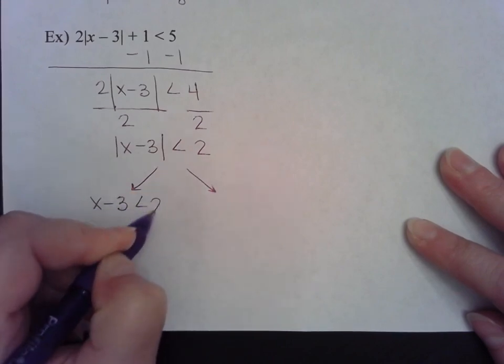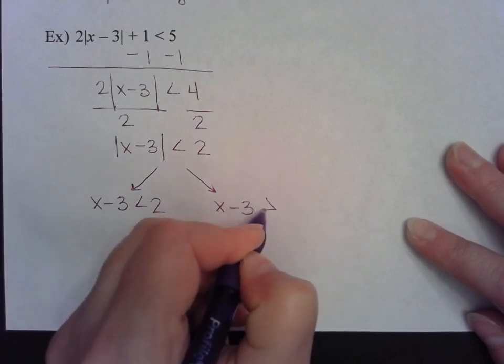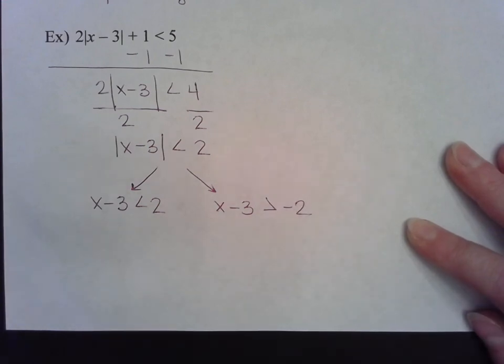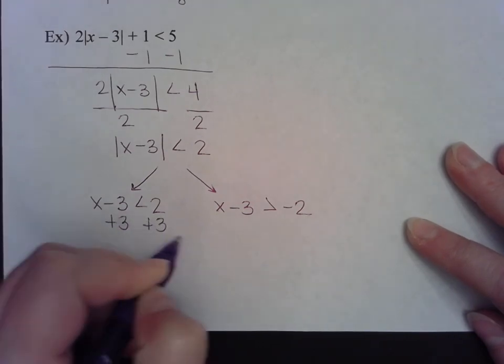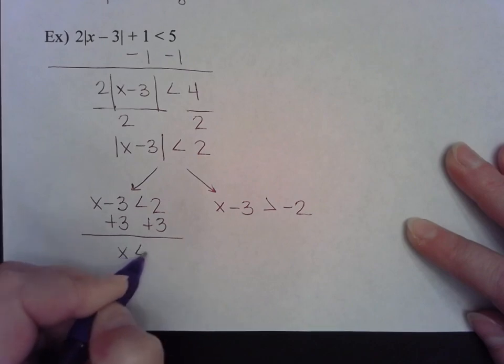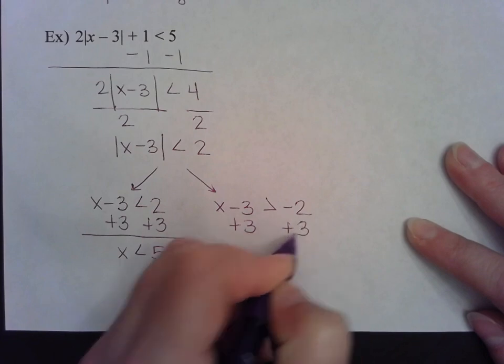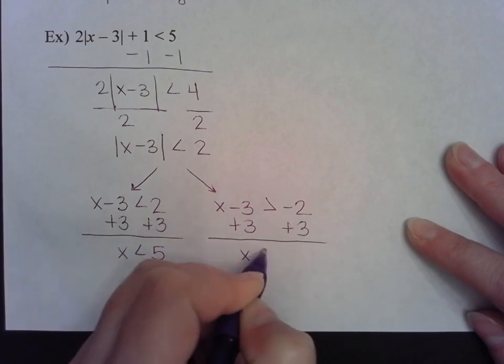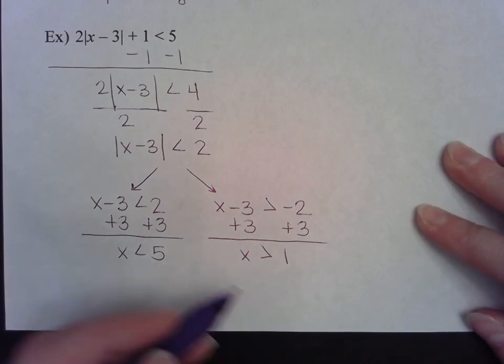x minus 3 is less than 2, and x minus 3 is greater than negative 2. And then I want to solve both of these. Get x by itself by adding 3. This is something we have to solve, right? I don't get necessarily numbers that are just opposite of each other here. I don't know if that's worth mentioning, maybe.